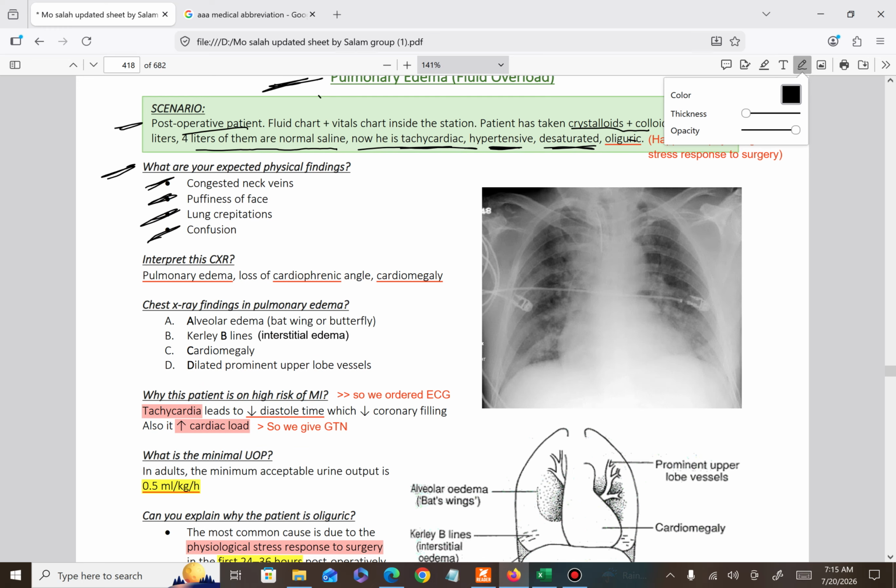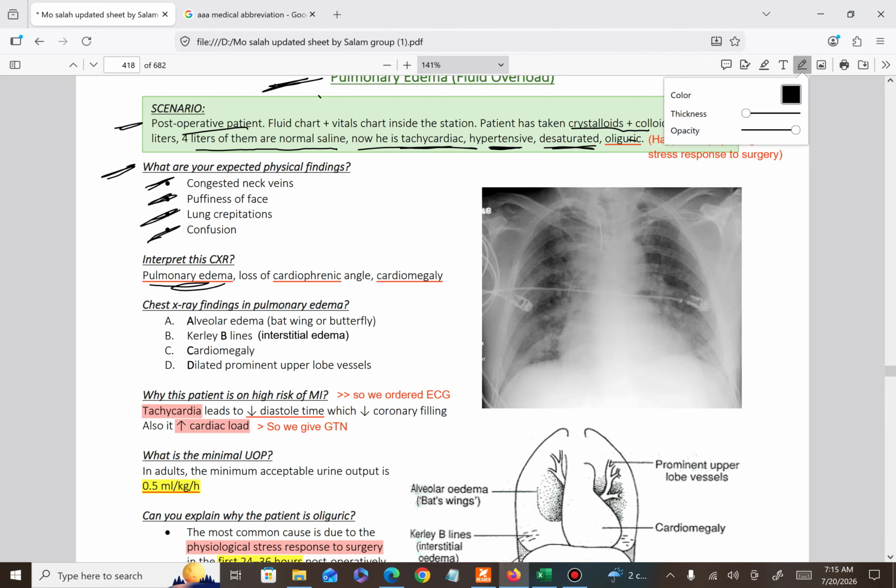The X-ray is given, so interpret this chest X-ray. So first we will have to confirm the age, the gender, and then the view of the X-ray, the adequacy of the X-ray. Then we will comment on the pathology. So there is pulmonary edema, loss of costophrenic angle, and cardiomegaly.